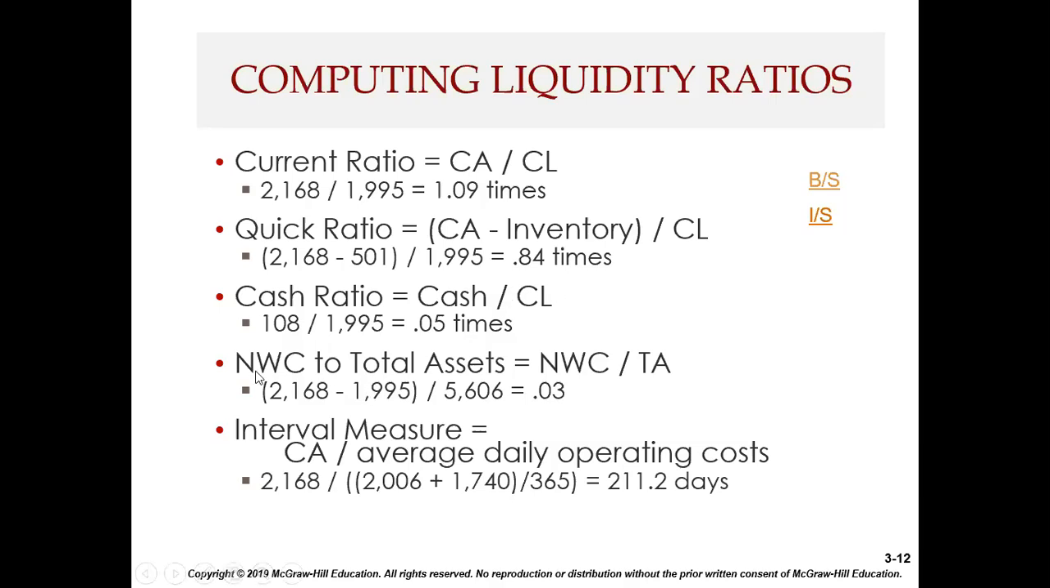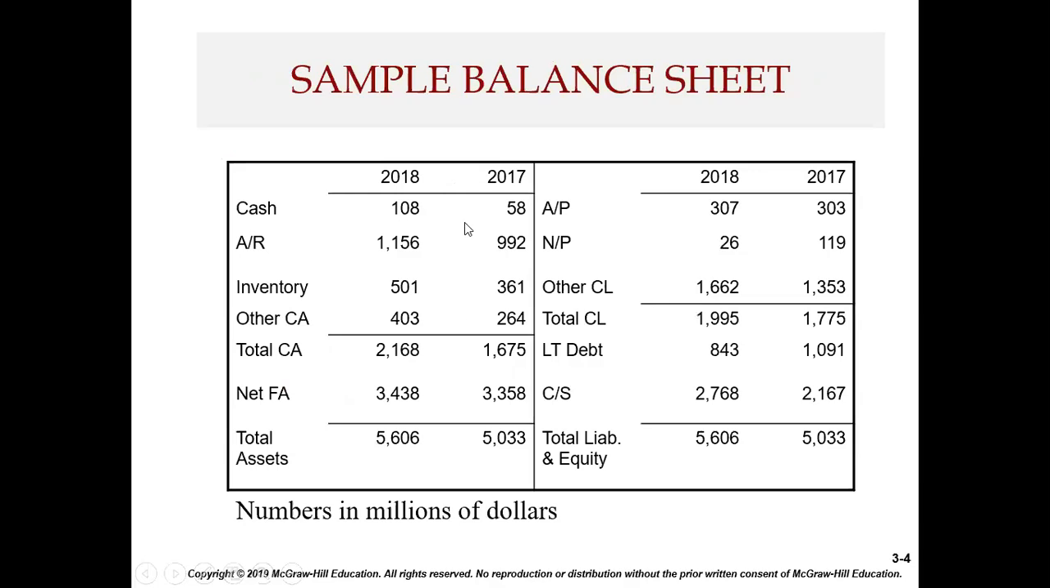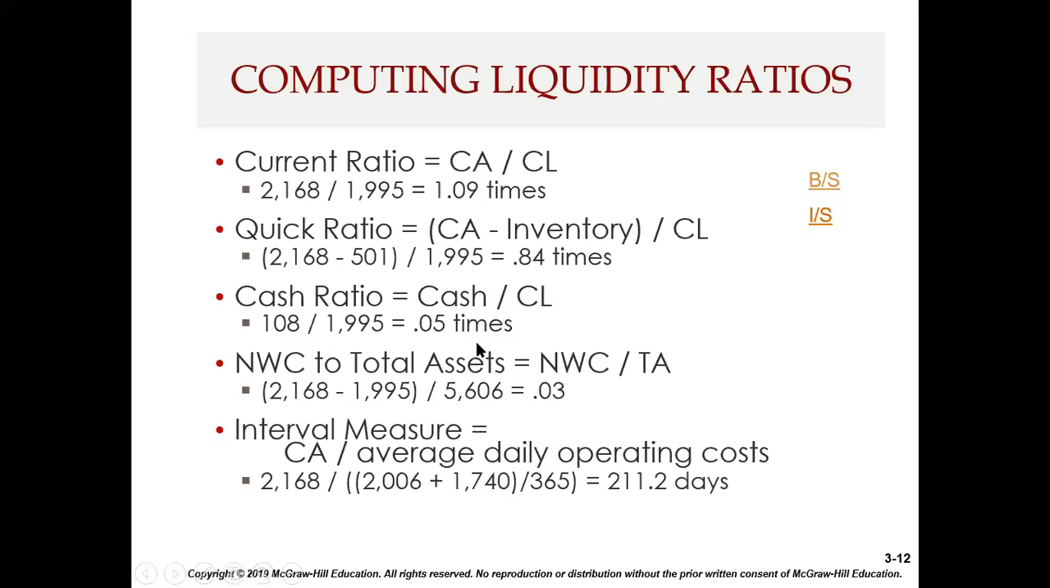The next ratio is the cash ratio. How much cash do you have just to pay? How many times can you pay your current liabilities just with cash? So take a look. Your cash balance is 108. Current liabilities are 1995. So 0.05 times. Again, we don't know if it's good or bad at this point. We just know what it's telling us: how many times you could pay your current liabilities with your current cash.